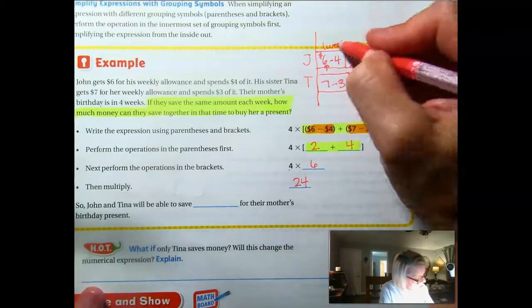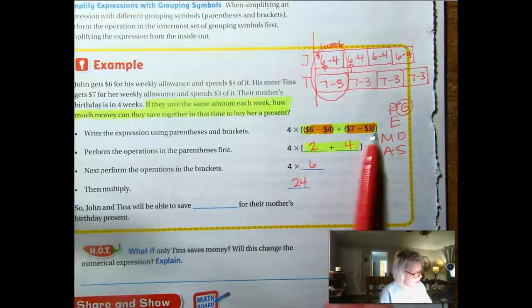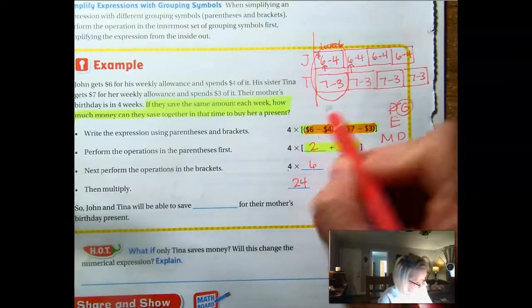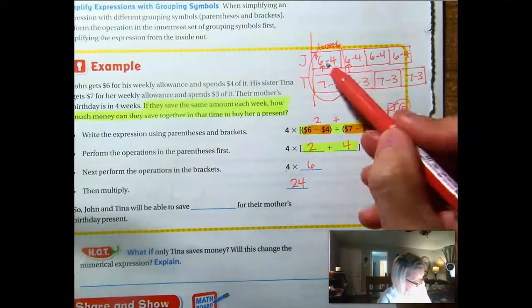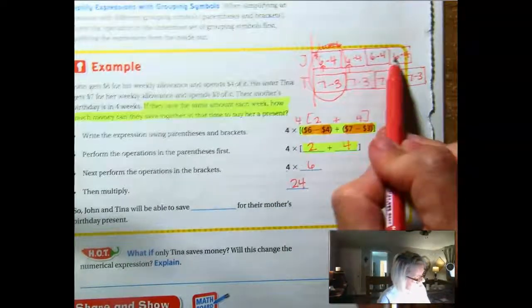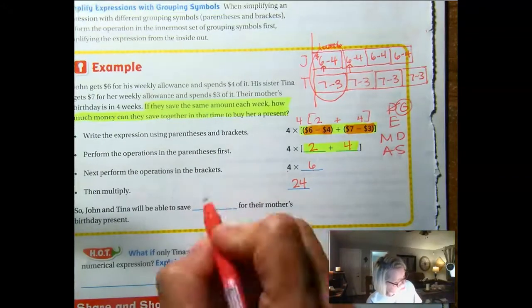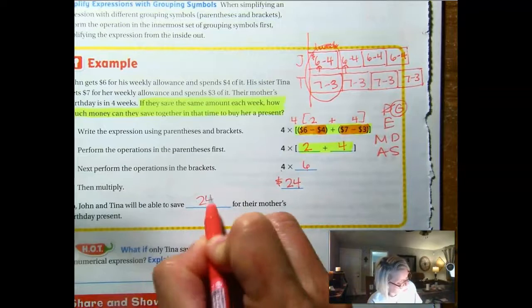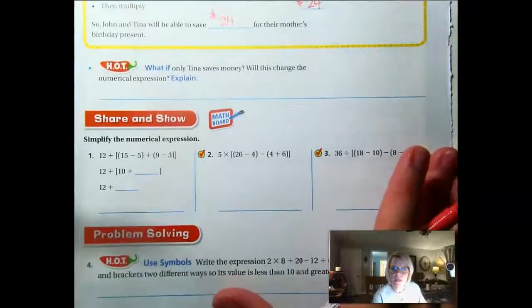We could just draw a picture of what they do in 1 week and say, well, we have 6 minus 4, and that's what happens right here. We have 6 minus 4, which is 2. We're going to add that to 7 minus 3, which is 4. And that way, we can say it's 4 groups of that, and that's what we have in this picture. If you think about how you can draw pictures and diagrams of what you're doing, you might be able to see these expressions just a little bit more. So we're going to spend $24. So we're able to save that much and spend that much for the month.